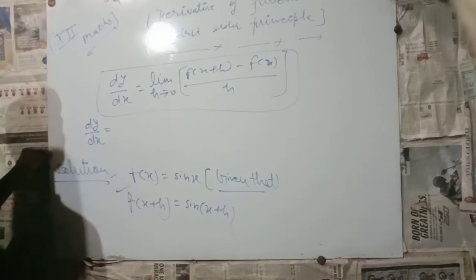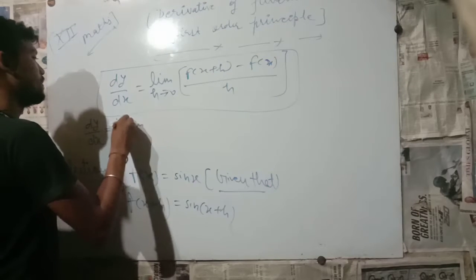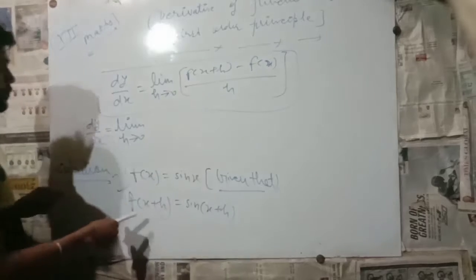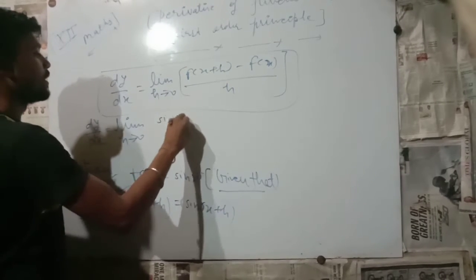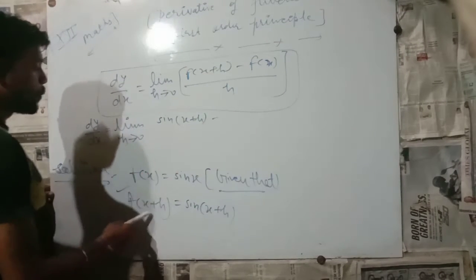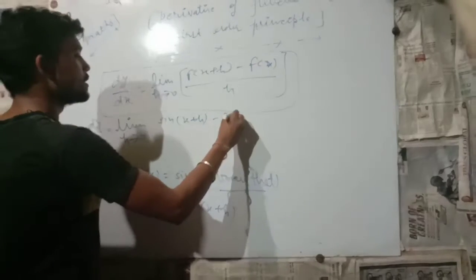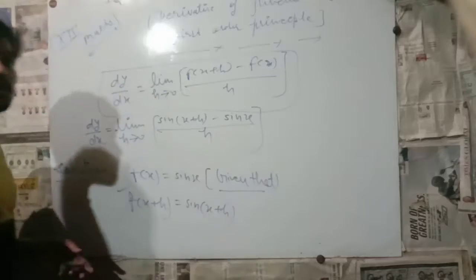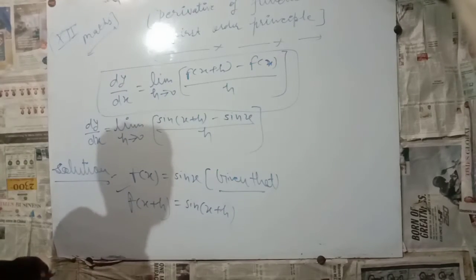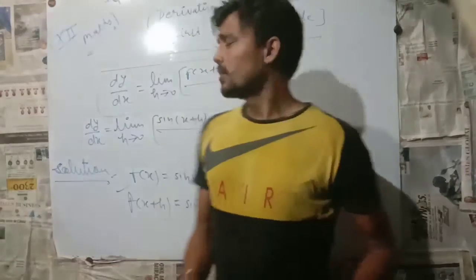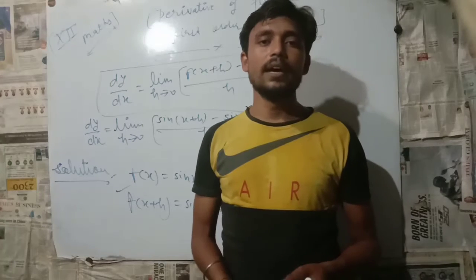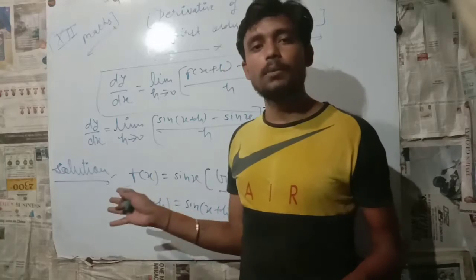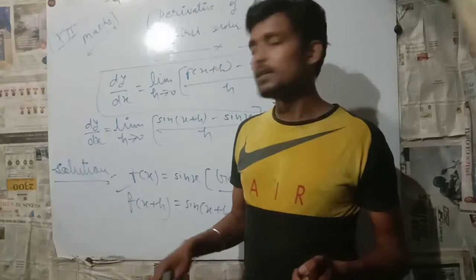dy upon dx is equal to limit h tends to 0 of f(x plus h), sin of x plus h, minus f of x, sin x, upon h. Did you put the value? Did I make it clear until here? Guys, this question is only calculation based. In limits, what we have cleared, we are going to discuss how to make it clear solidly.